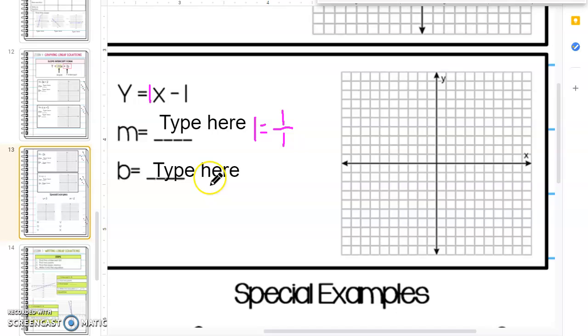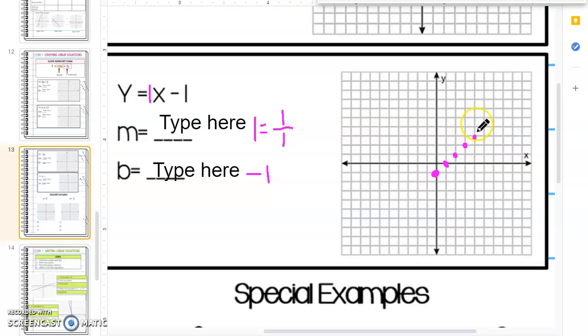All right, so now I've got to find my b. My b is where I begin, and that's my y-intercept, and it's always the number at the end. I see it's a minus 1, so that means I'm going to begin on my y-axis at negative 1. So I'm going to go to my y and go down to negative 1. There's my first point. My slope is 1, so that means I got to go up 1 over 1. So up 1 over 1, put a point. Up 1 over 1, put a point.